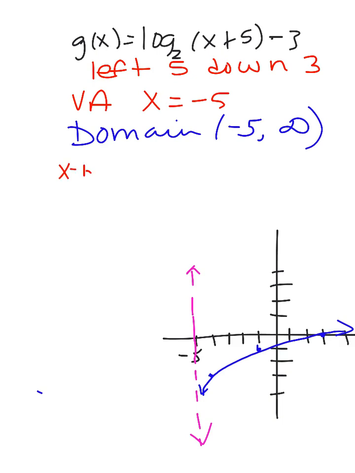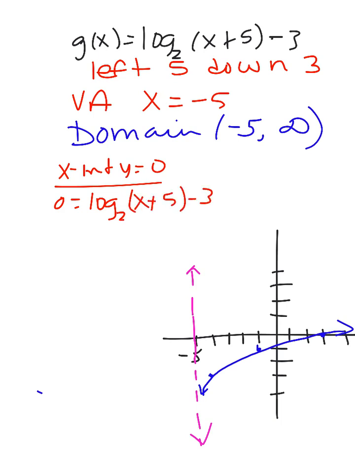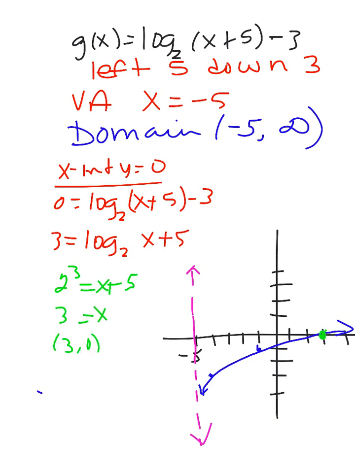So my x-intercept is when y is equal to 0. 0 equals log base 2 of x plus 5 minus 3. Add 3, we get 3 equals log base 2 of x plus 5. So it's 2 to the third equals x plus 5. So 2 to the third is 8. Minus 5, we get 3. So it's 3 comma 0. That makes sense. That's right there.